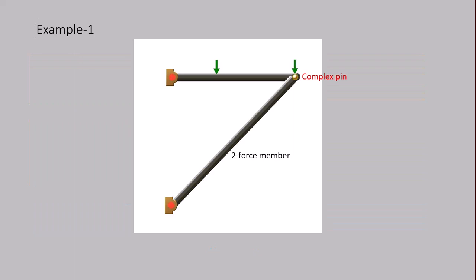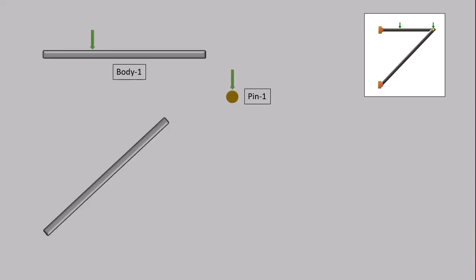So this is our example 1. We have two members and a complex pin, so we can draw 3 free body diagrams. And we have drawn these free body diagrams in another video. If you are unfamiliar with complex pins, then you should watch that video before you come here. So let's draw the free body diagrams.